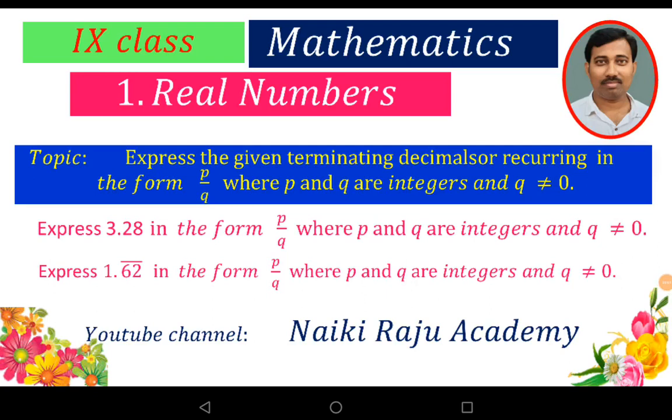Good morning students. In this video, 9th class real numbers chapter, express the given terminating decimals or recurring decimals in the form of p by q. Here p and q are integers and q not equal to 0. For example, 3.28, this is the terminating decimal expressed in the p by q form. Another one is 1.62 bar. This is the non-terminating recurring decimal. This is also expressed in the p by q form.